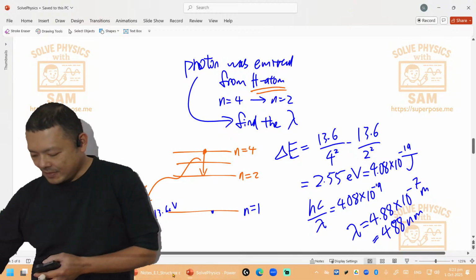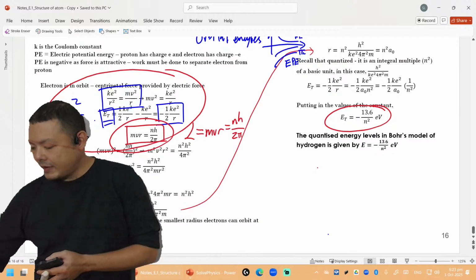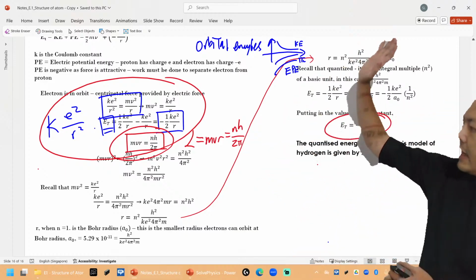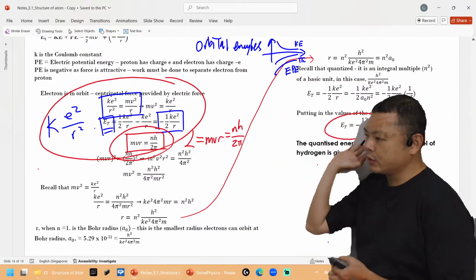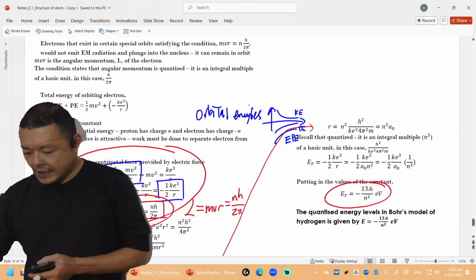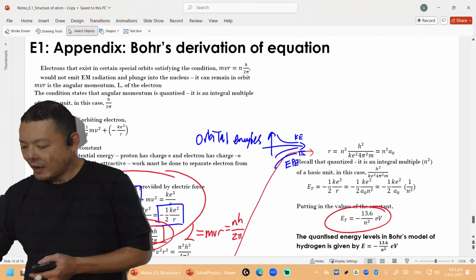Okay. All right. Are we okay with this Bohr's model at this point? Yeah. So take note of these two equations and take note how to use this one. This equation there, and we are done with Bohr's model. All right. Okay, hang on.